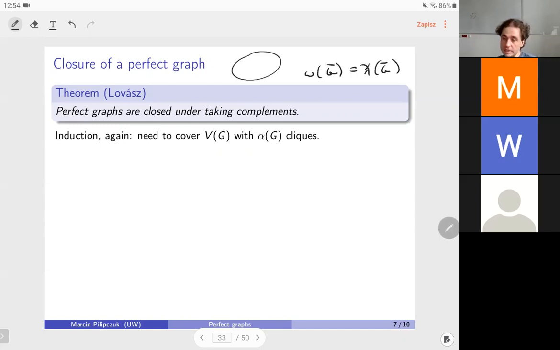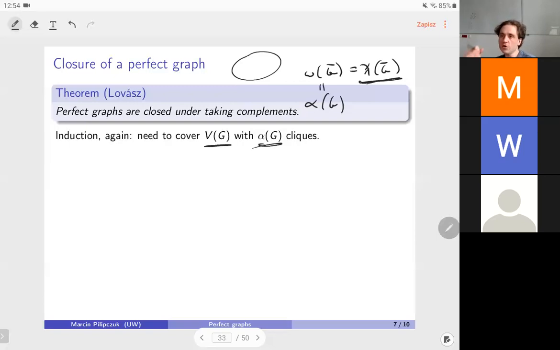Now the first observation is that omega of the complement is alpha of g. This is trivial: the maximum clique size of the complement is the maximum independent set size of the original graph. But now let's interpret chi of g complement. It is like covering the graph with cliques, because color classes in the complement are independent sets, so they are cliques of the original graph. There is equality in one direction, so we need to prove the inequality in the other direction. So we really want to prove that you can cover the vertices of the graph with alpha of g cliques.